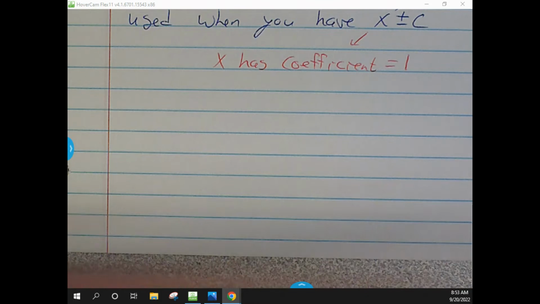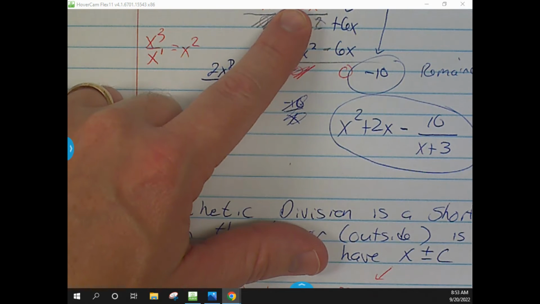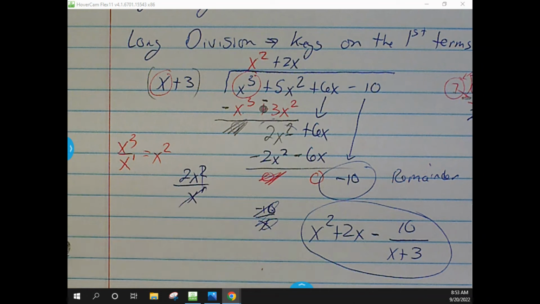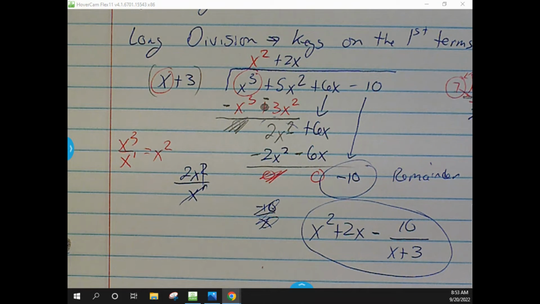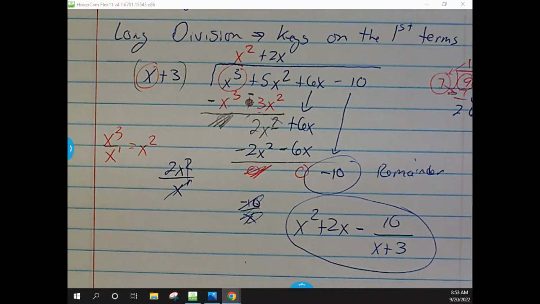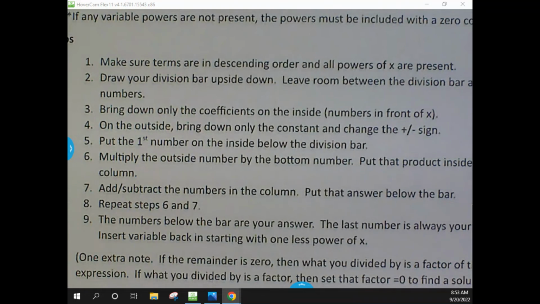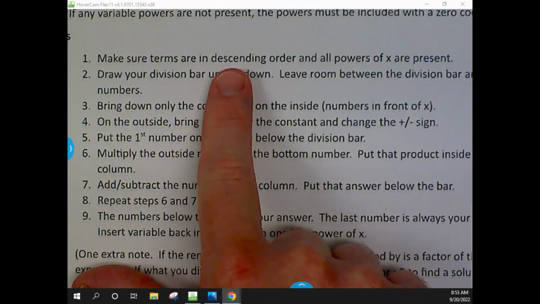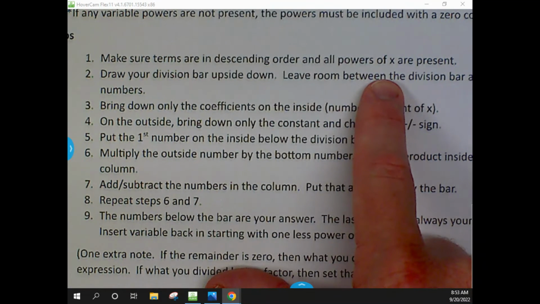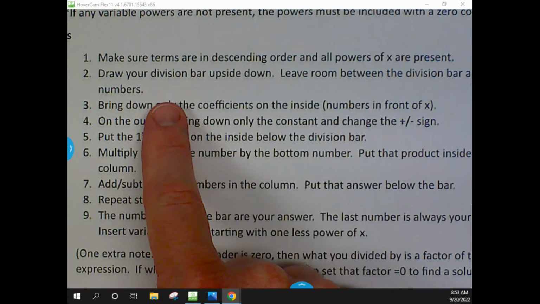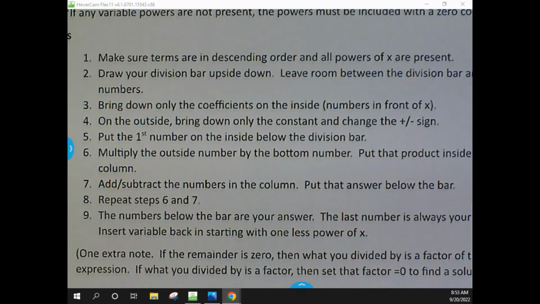Okay, so what we're going to do is take this problem we've got here and show you how quick it would go if we were doing synthetic division. Now, first time we do it, it's going to take a little while because we're going to take our time, go through all the steps, and kind of ease into it. But once you get used to it, it goes really quick. All right, so here's our steps. First thing, we said we've got to make sure the terms are in descending order, which they are. All the powers of x are present, and we'll show you one in a minute where this is not the case. And then instead of doing a normal division, we're going to draw the division bar upside down.